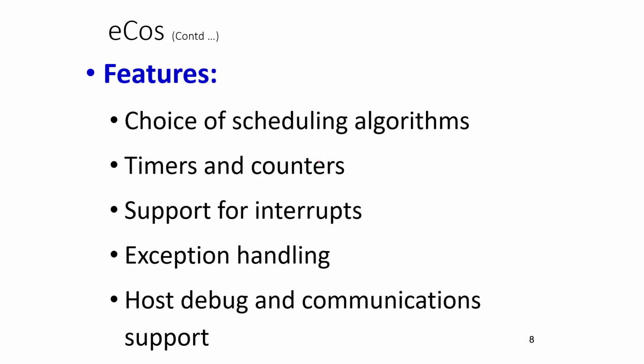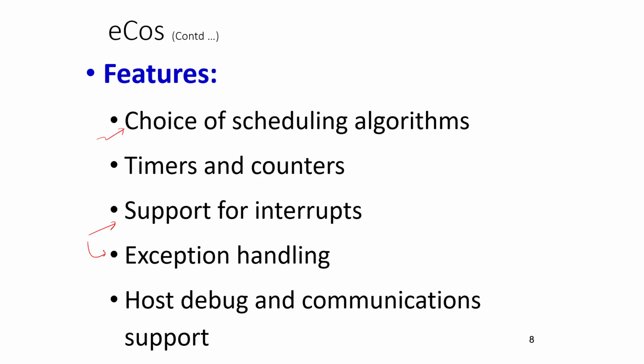So features, it does provide a choice of scheduling algorithms, timers and counters. So we are seeing these as kind of standard. Then support for interrupts and exceptions. So basically this is where we need some real-time support for masking interrupts and to have a priority regime for interrupts. Given that everything runs in the kernel, this becomes much easier.